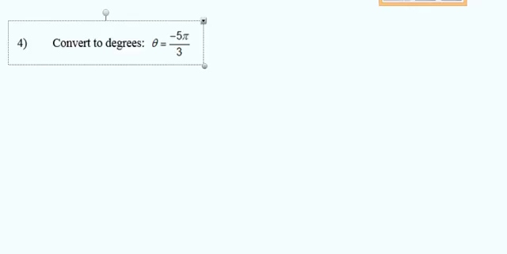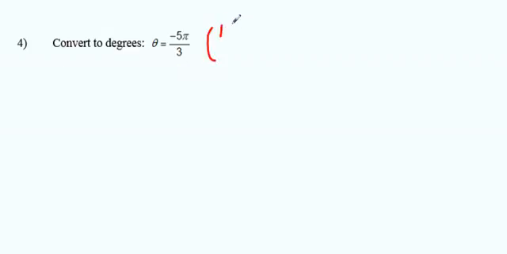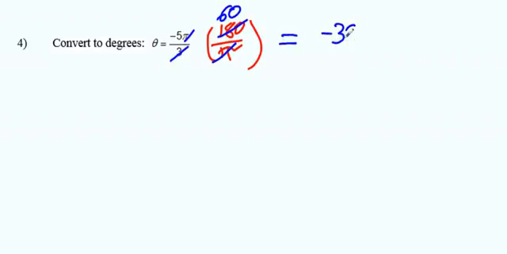Converting to degrees, again, multiply by 180, divide by pi. Pi's cancel. 3 goes into 180 60 times, so we can reduce that. Negative 5 times 60 is negative 300 degrees.